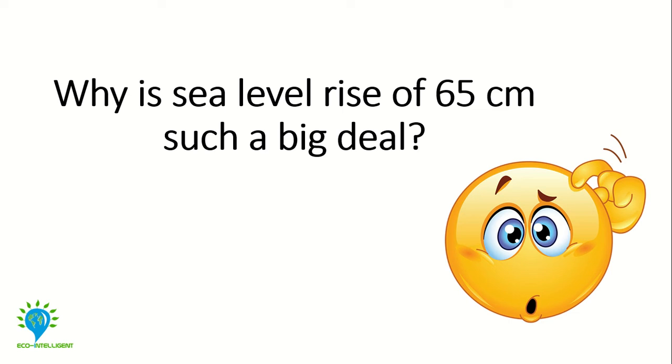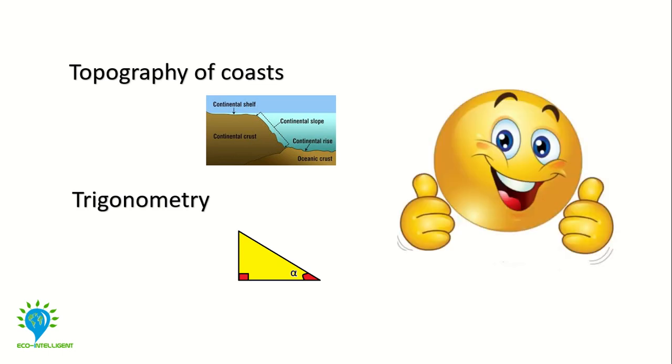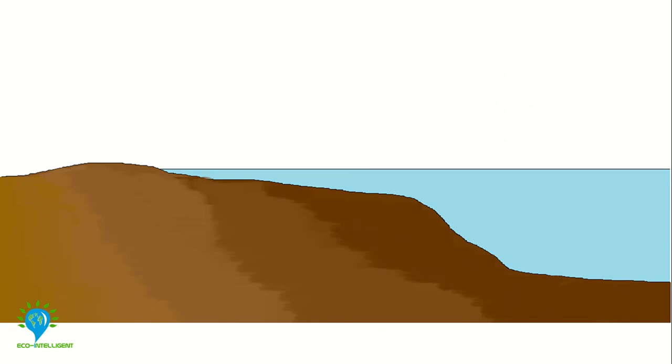65 centimeters is about the height of your knees. But if you consider the topography of coasts and a little bit of trigonometry, then the problem becomes quite clear. First, let's take a look at the topography of a coastline. Obviously, this differs on a case-to-case basis, but this is what it generally looks like.